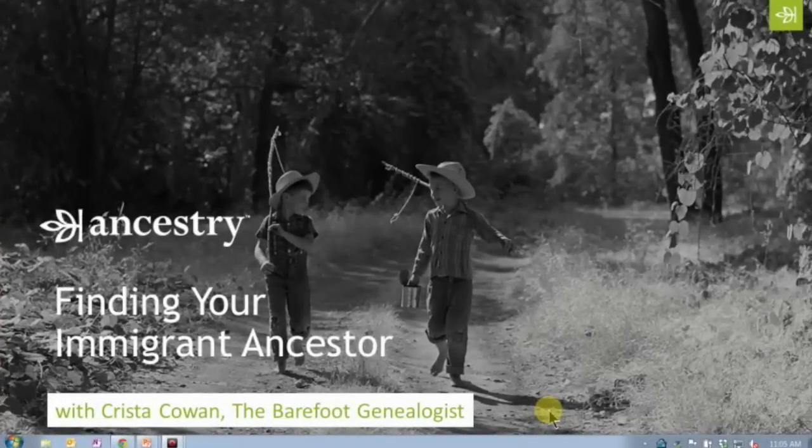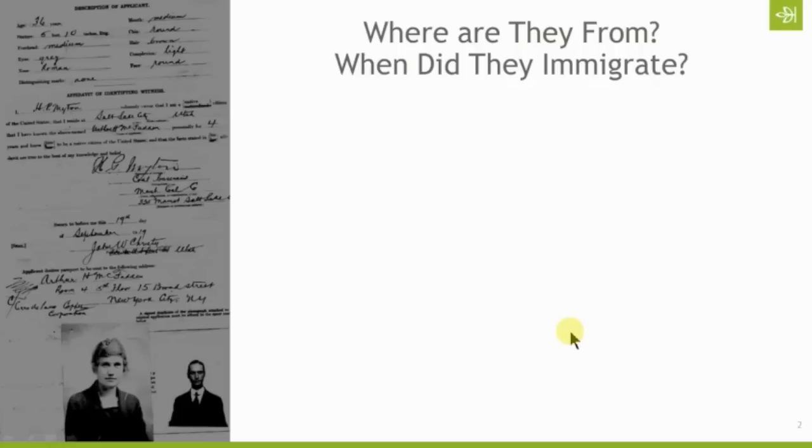First, let's talk about the questions that we need to be asking. The question that we're most often asking about our immigrant ancestor is, where are they from, specifically, and when did they immigrate? There's a lot of information and speculation, a lot of times, that gets passed around through families about particular immigrant ancestors, about where they might have been from or where they said they were from.